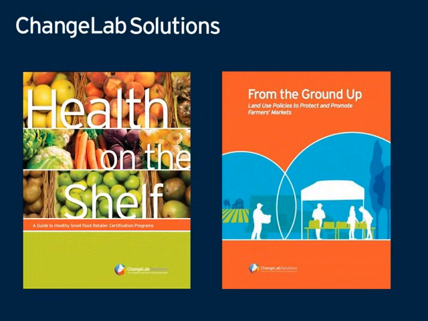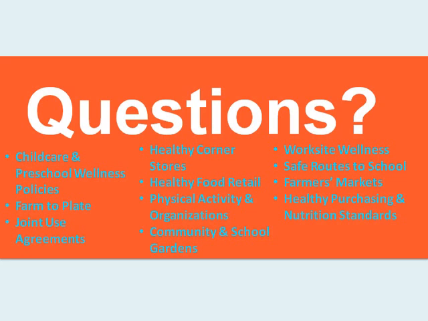We also talked about two new resources looking at the retail and community environment. Health on the Shelf, as you recall, that was our new guide looking at certification programs for small healthy food retailers, and From the Ground Up, which was discussing farmers market policies to protect and promote farmers markets. Those and many others will be available after today's webinar. So we're going to open it back up for broader discussion and questions.